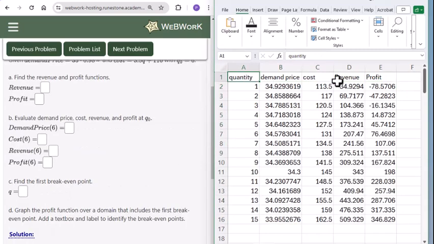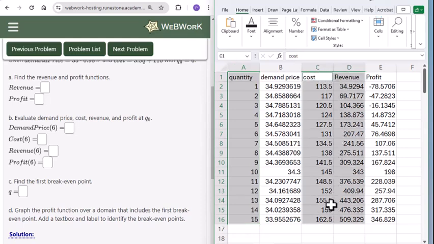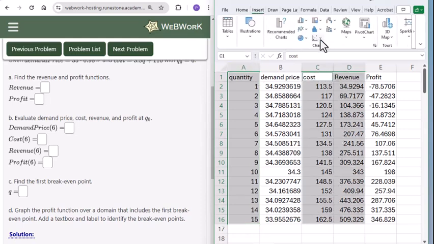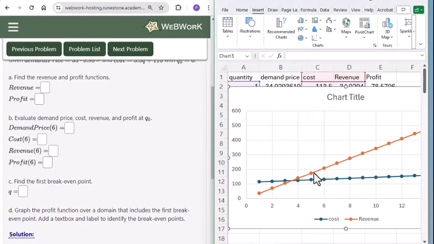Okay, I want to create a break-even point, which means that I want to look at the cost compared to the revenue. So to graph those two, I'll take the quantity, hold down the control key, and then select cost and revenue together and graph them. Looks like my break-even point where cost equals revenue is right around 3.